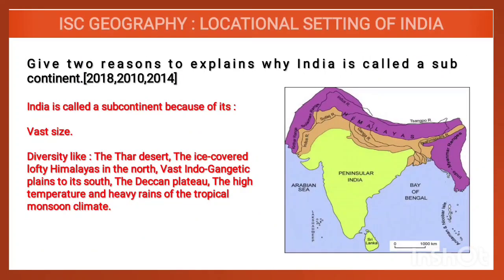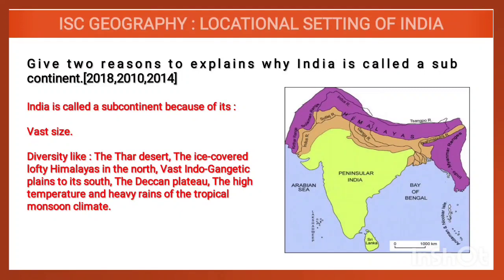Next question. Now give two reasons to explain why India is called a subcontinent. See, this is our map of India. This question is very important because this question came 3 times, that is in 2010, 2014 and 2018 respectively. Why is India called a subcontinent? Because of its vast size from north through south, east to west. Vast size is first. Next is diversity.